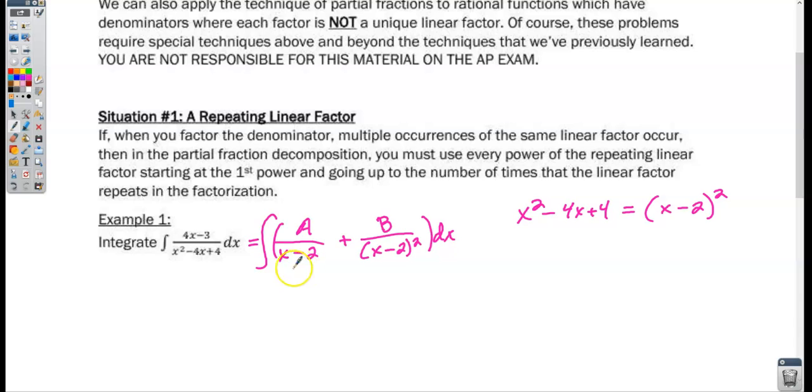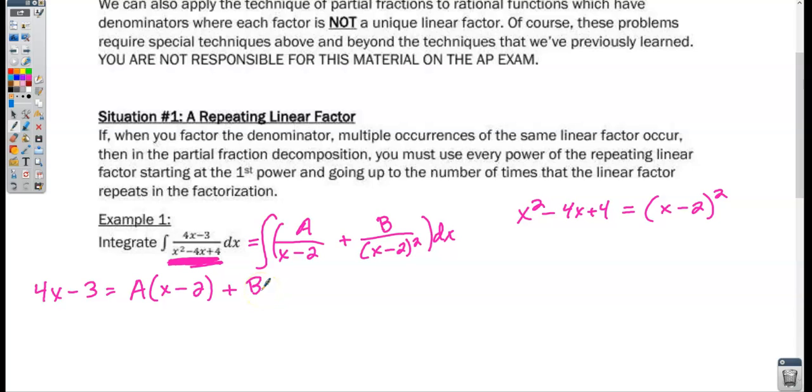And so, when we try and find the values of A and B by setting up our system of equations, we want 4x minus 3 to be equal to whatever these numerators are, when the denominator is x squared minus 4x plus 4. So we need to multiply this one by x minus 2, and then for the second denominator, we don't need to multiply it by anything because we already have x squared minus 4x plus 4 as our denominator. So this is just B.